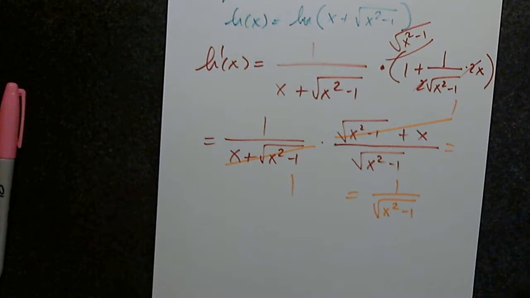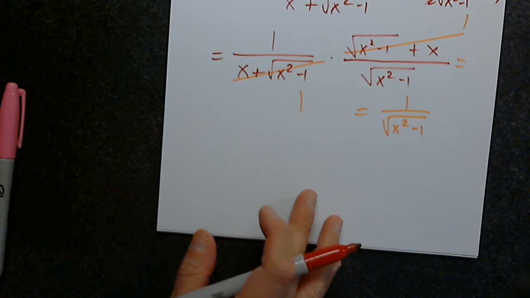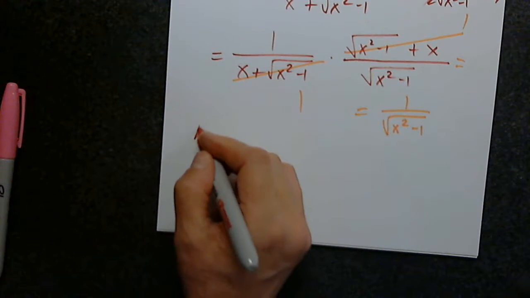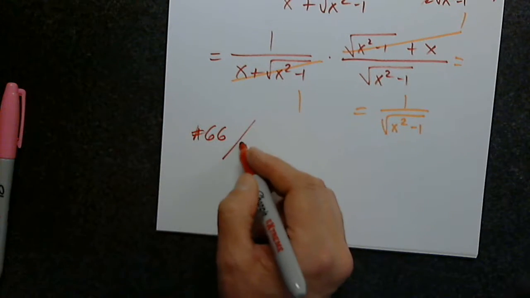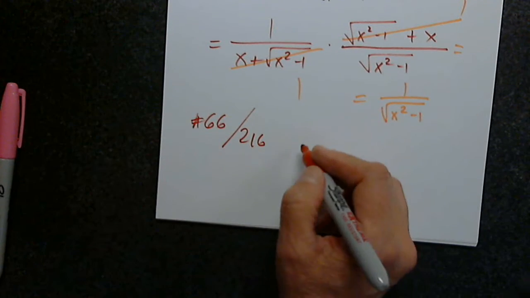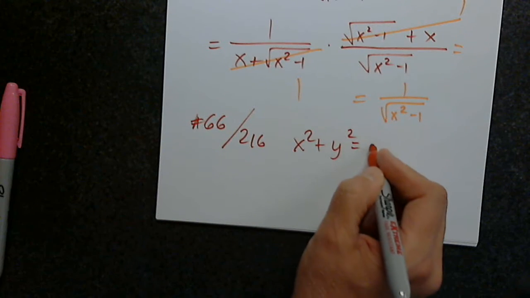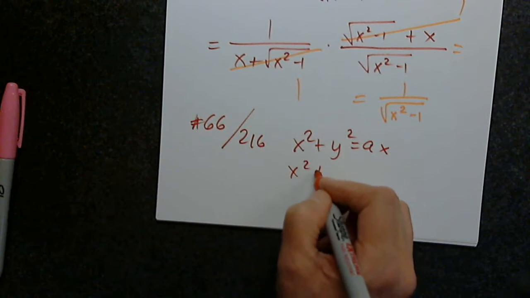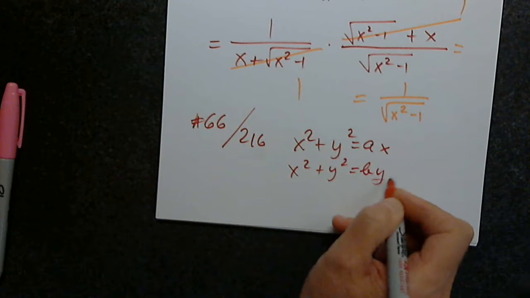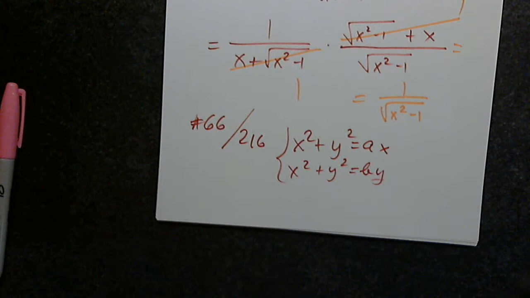So back to page 216. Let's look at the next one, 66, on page 216. And we have x squared plus y squared equals ax, and x squared plus y squared equals by. Perfect example. Okay. So again, we're asked the same question: are these two families of curves orthogonal trajectories?